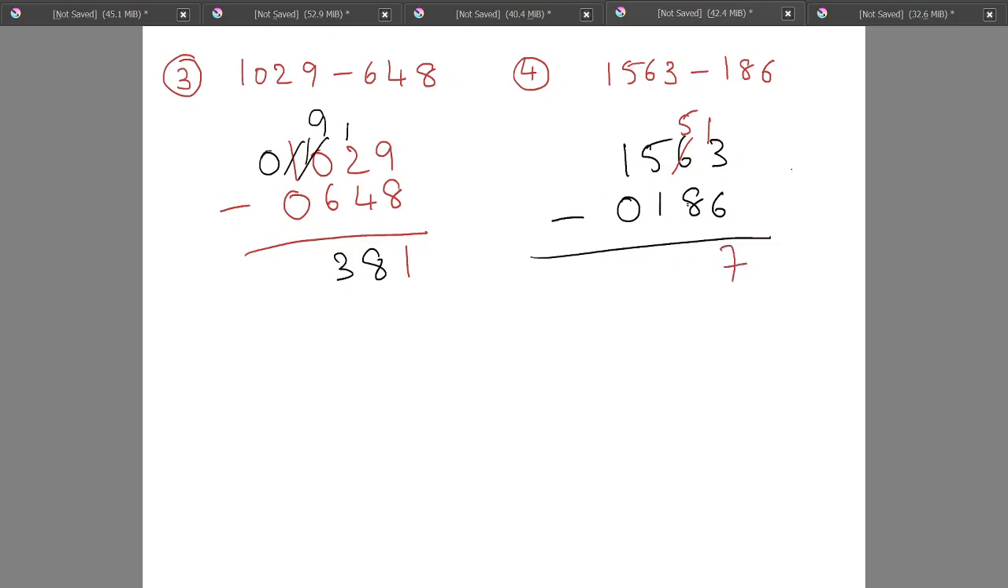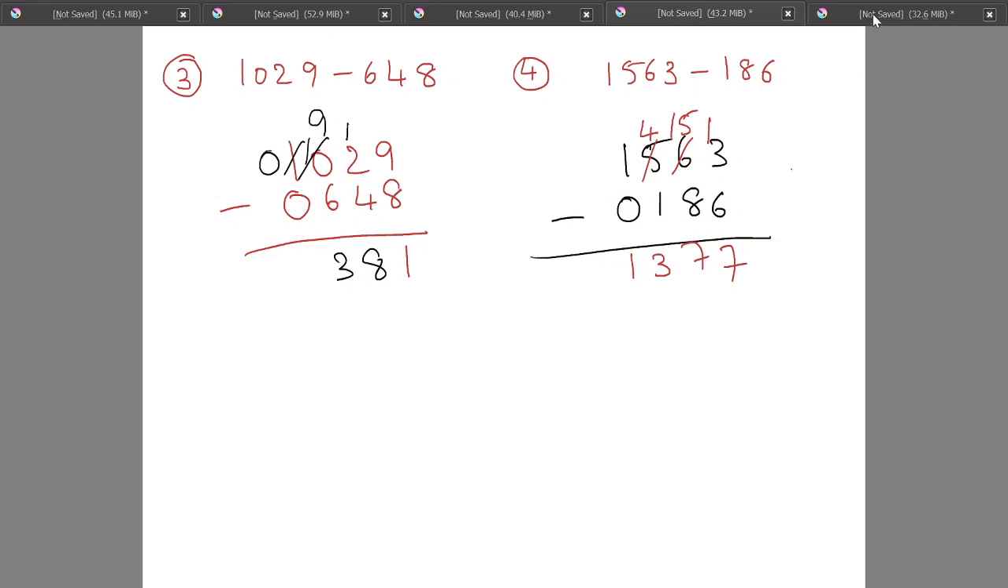5 minus 8, again not possible. Borrow 1. This becomes 4 and this becomes 15. 15 minus 8 is again 7. And 4 minus 1 is 3. Okay. 1 minus 0 is 1. So we got 1377. Okay.